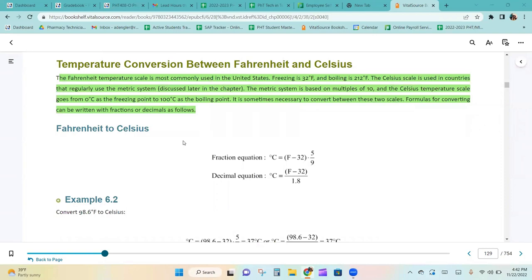All right. So temperature conversions between Fahrenheit and Celsius. The Fahrenheit temperature scale is most commonly used in the United States. Freezing is 32 degrees Fahrenheit and boiling is 212 degrees Fahrenheit. The Celsius scale is used in countries that regularly use the metric system. The metric system is based on multiples of 10, and the Celsius temperature scale goes from 0 degrees Celsius as the freezing point to 100 degrees Celsius as the boiling point. It is sometimes necessary to convert between these two scales. Formulas for converting can be written with fractions or decimals as follows.